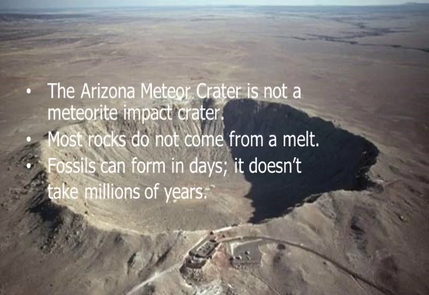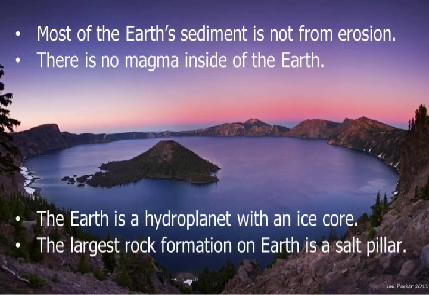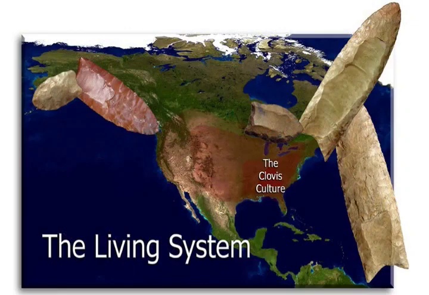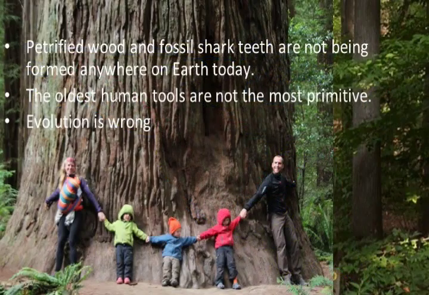Most of the Earth's sediment is not from erosion. There is no magma inside of the Earth. The Earth is a hydroplanet with an ice core, and the largest rock formation on Earth is a salt pillar. In the Living System, Volume 2, it says petrified wood and fossil shark teeth are not being formed anywhere on the Earth today. The oldest human tools are not the most primitive. Evolution is wrong.